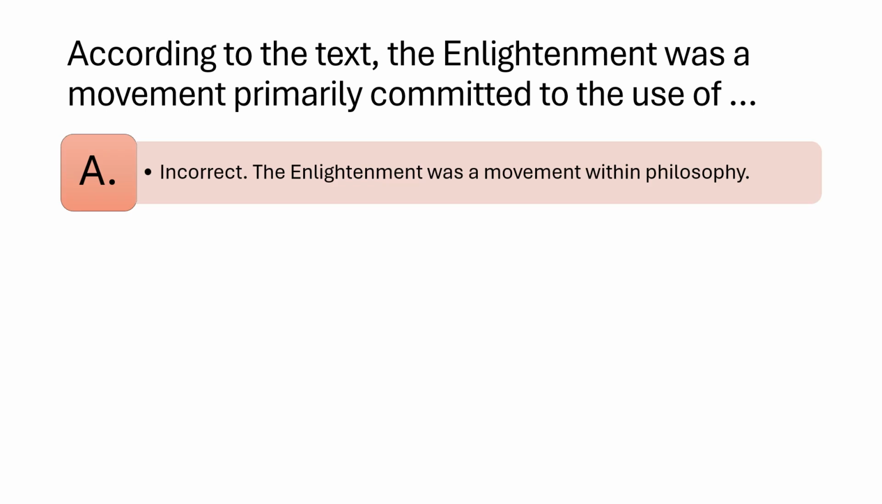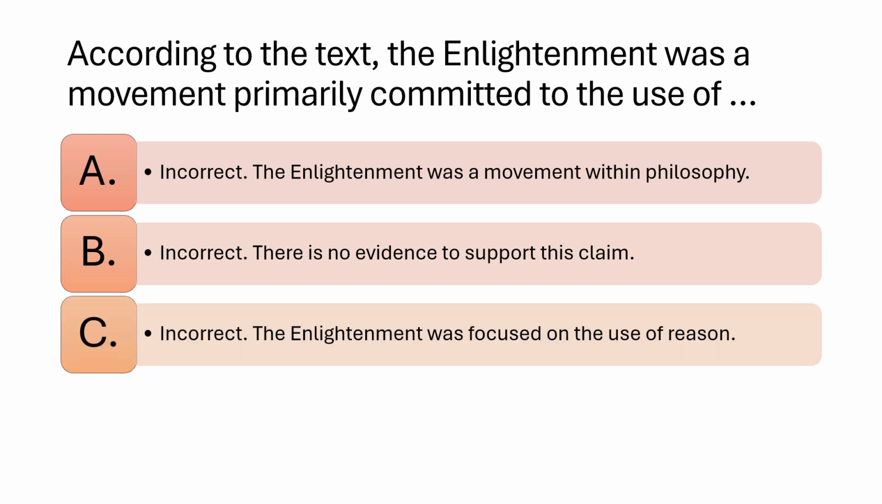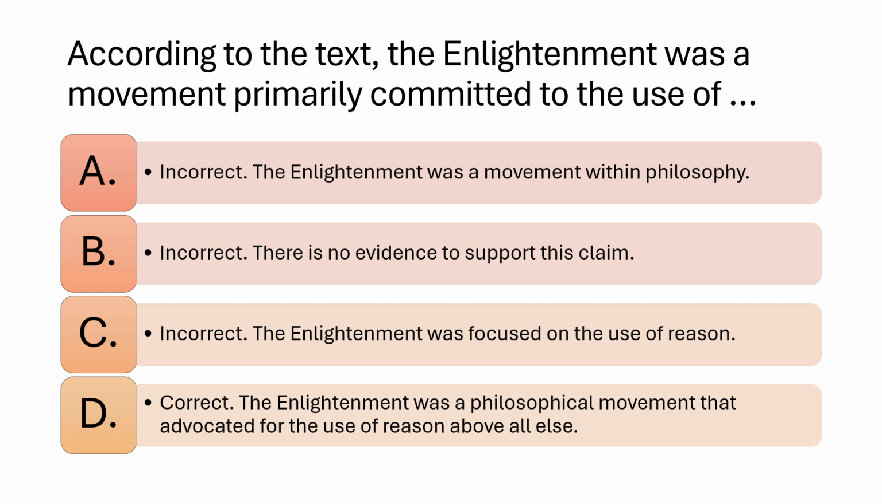A is incorrect. The Enlightenment was a movement within philosophy. B is incorrect. There is no evidence to support this claim. C is incorrect. The Enlightenment was focused on the use of reason. D is correct. The Enlightenment was a philosophical movement that advocated for the use of reason above all else.